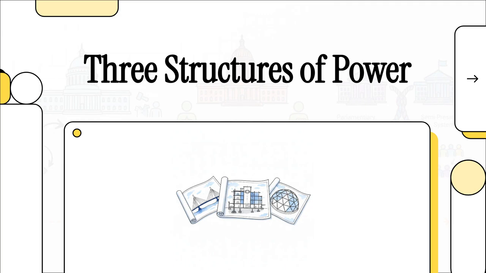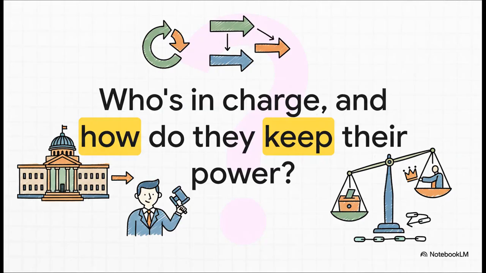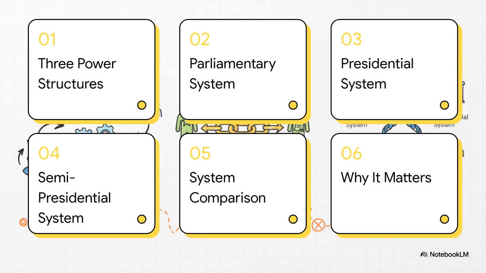Today, we're going to break down the three main ways that governments actually set up their power structures. It all really boils down to one big question. Who's in charge? And, maybe even more important, how do they get their power and how do they keep it? The answer to that question, well, it shapes literally everything about a country, from the laws you follow every day to its overall stability.